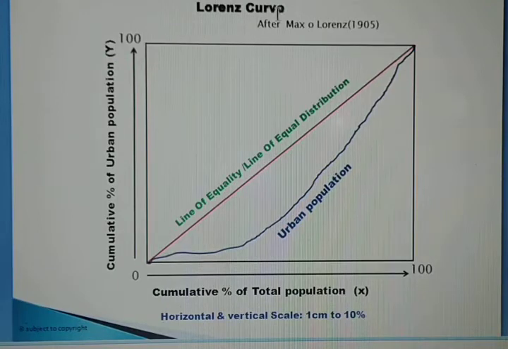Remember this is a curve, not a polygon. So join these points with a freehand curve, okay, and it represents the distribution of your variable or the dependent variable. So here the variable is urban population and this line represents the urban population. So in this way you have to draw the Lorenz curve.